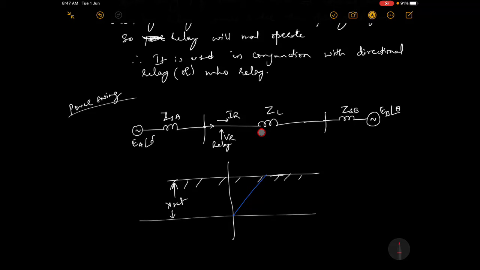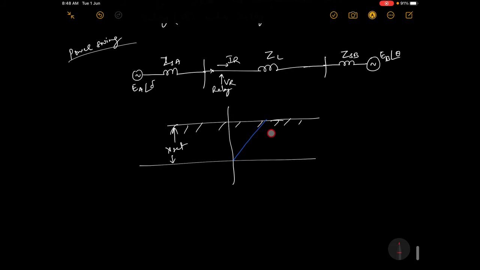In that case, current will be high. And in that case delta and theta will also vary. So what will happen, the impedance seen by the line is totally different. It is not this impedance, sorry. The impedance seen is totally different.